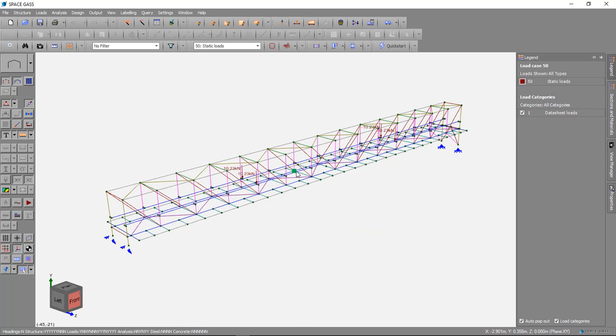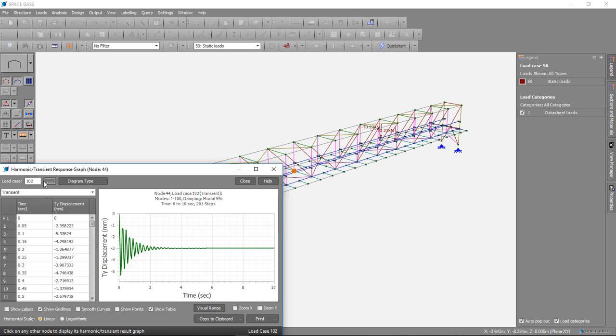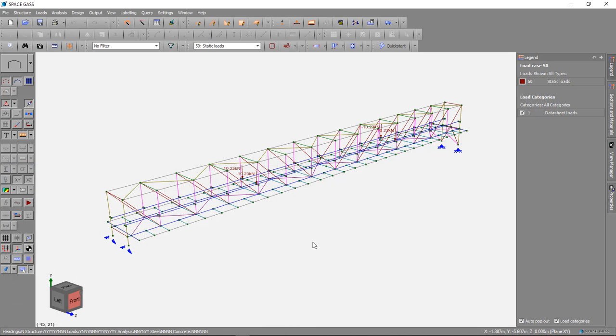So looking at the graph of a typical node again, just checking I've still got the right diagram. So the y displacement of that node starts at 0, we suddenly apply the load, so you can see it's bouncing up and down a little bit, and then it settles down to its equilibrium position of, in this case, 2.98 millimeters deflection. So that 2.98 is no different to what we would get if we just did a static analysis of this load case.